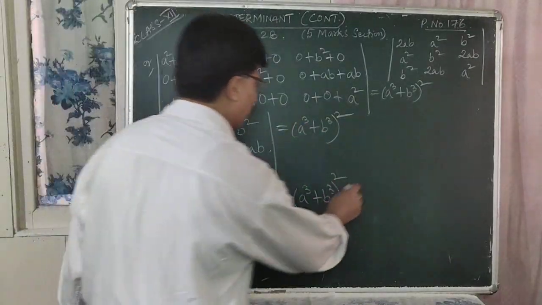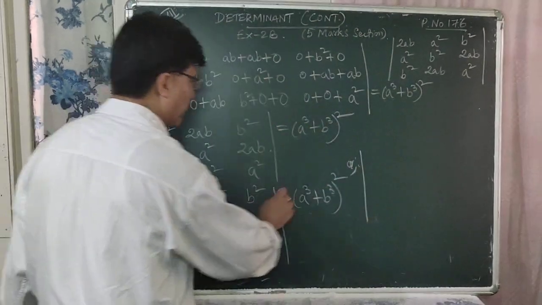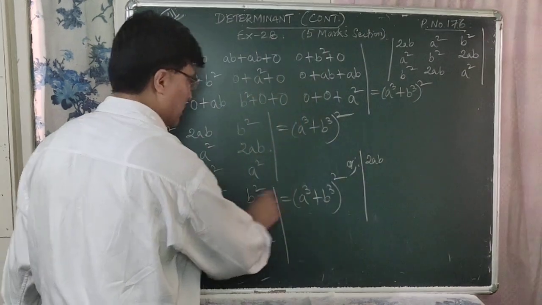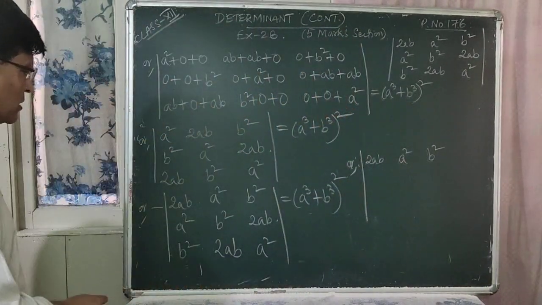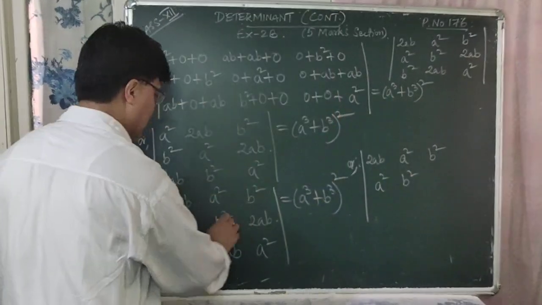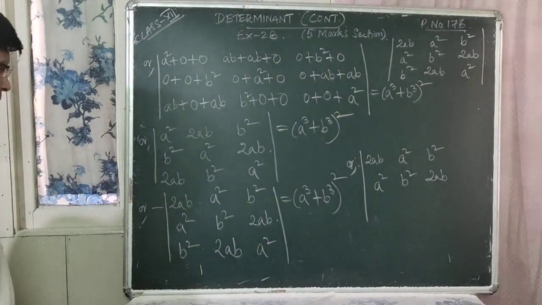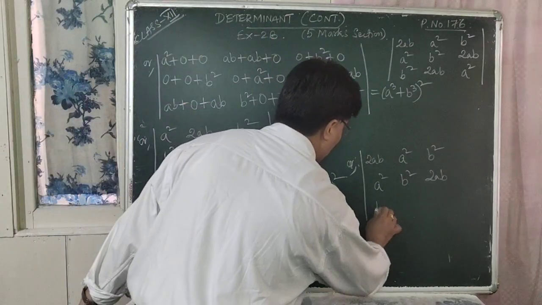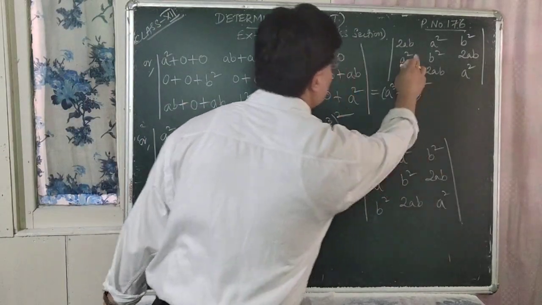Okay, so therefore the final answer is, or you can write, 2AB, then A square, B square, right? This is the first row. What is the second row? A square, B square, then twice AB, right? And next one is, what is the third row? B square, 2AB, A square. We got this determinant, isn't it?